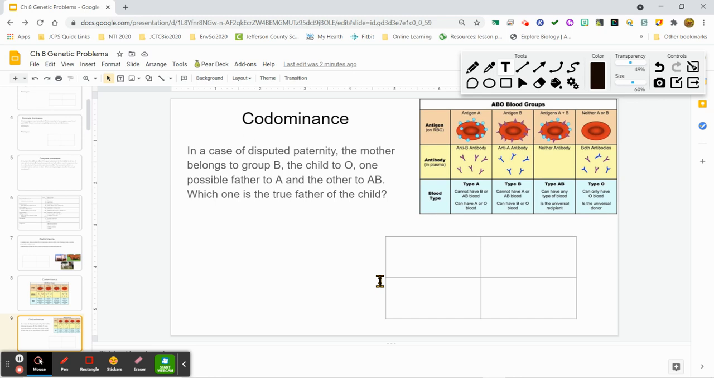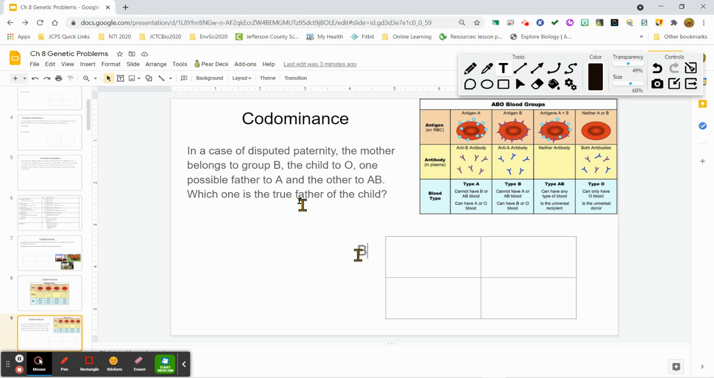So, in a case of disputed paternity, the mother belongs to group B, the child to O, and one possible father to A and the other to AB. Which one is the true father of the child? So you say the mother is B, right? And if the child is O, then she is going to have to be B O, because in order for this child to be O, it has to have both type Os. So she's going to have to give an O.